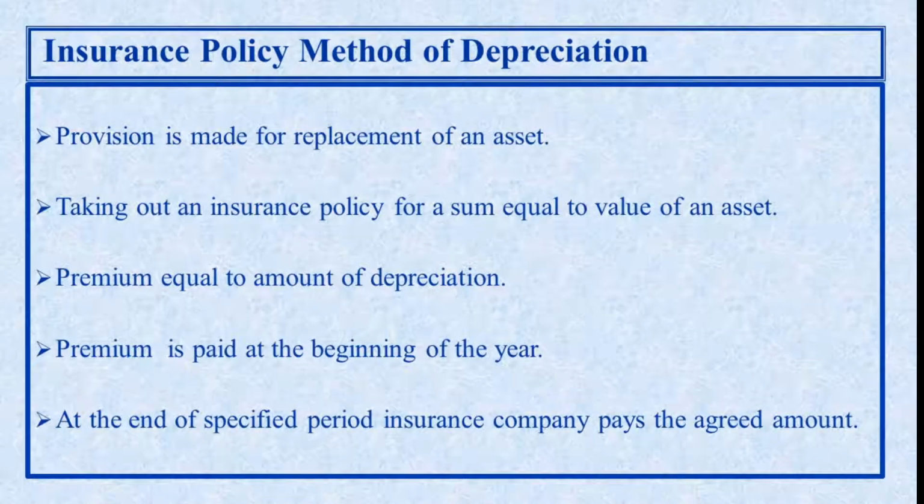As you all know, one of the objectives of providing depreciation is to provide for replacement of an asset at the end of its useful life. Under insurance policy method, provision is made for the replacement of an asset by taking out an insurance policy for a sum equal to the value of an asset. The premium equal to the depreciation amount is paid at the beginning of each year. At the end of specified period, the insurance company pays the agreed amount which is utilized for the replacement of an asset.